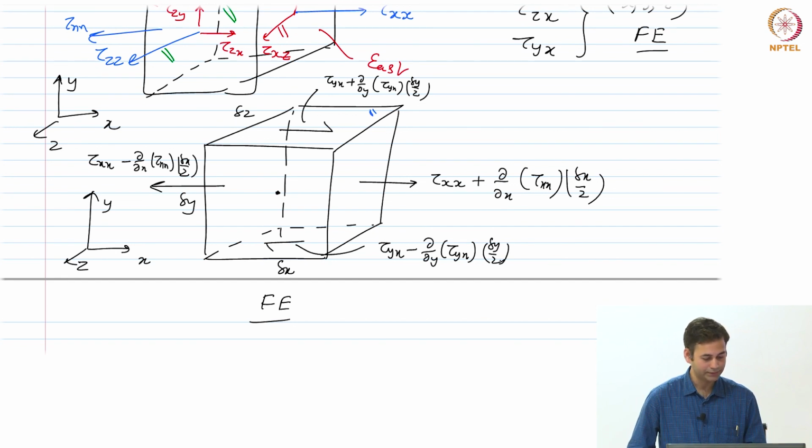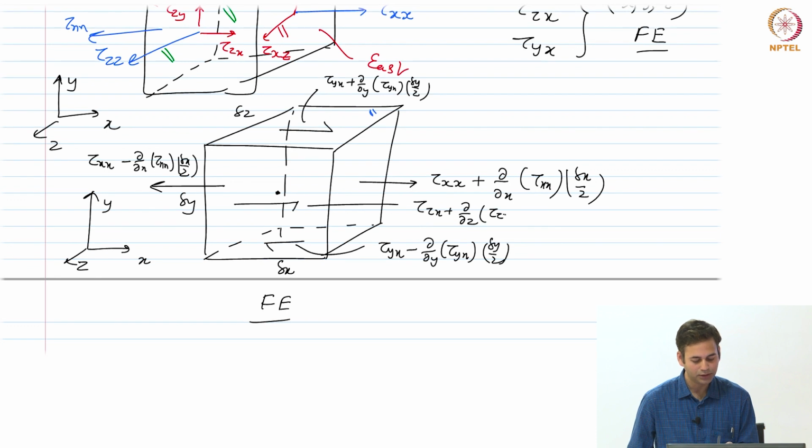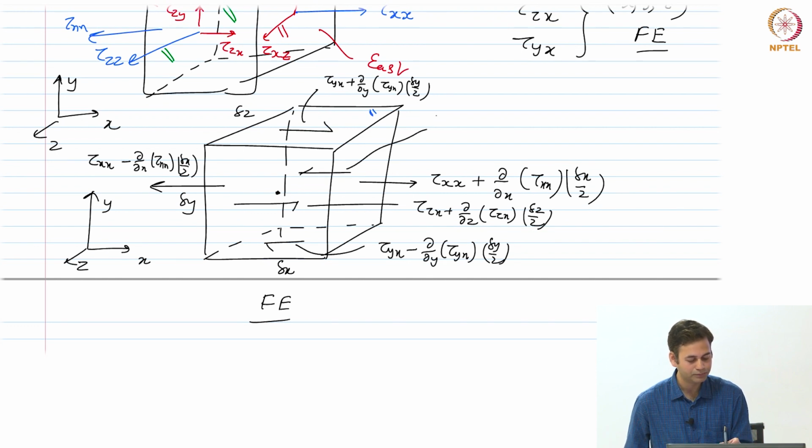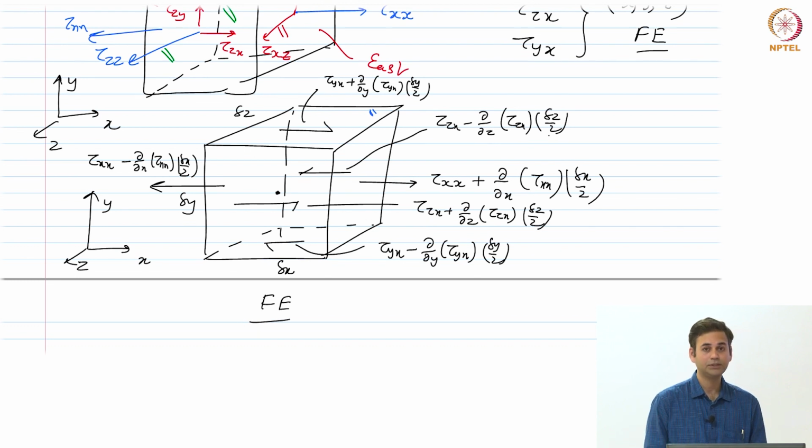What about tau zx? It will be acting on the front and the back faces. On the front face it will be acting in the positive x direction. So this is tau zx plus partial z tau zx delta z by 2. And on the negative side we have tau zx minus partial z tau zx delta z by 2. Is that clear? Is that correct? So these are the three viscous stress components that we have drawn.